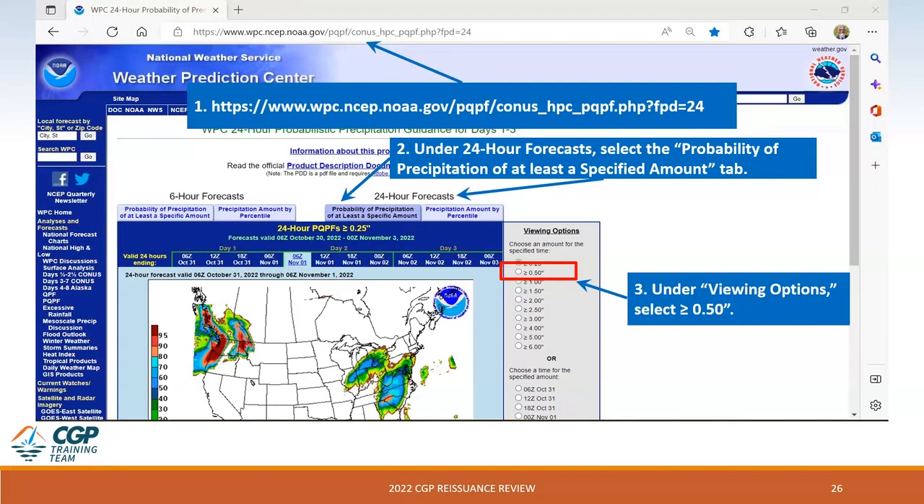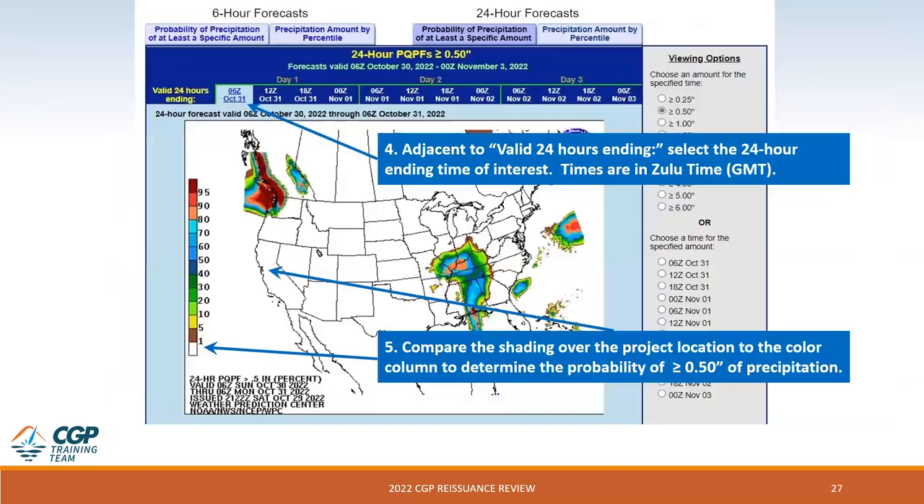So the first thing you need to do is go to the National Weather Service's Weather Prediction Center, and I've provided a URL for you. Once you get to that page, under the 24-hour forecast, you want to select the probability of precipitation of at least a specified amount. You want to select that tab. Next, under viewing options, you want to select 0.5 inches of rain. And that will bring up a map that looks like this.